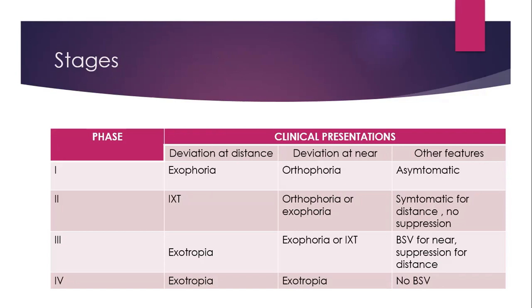Intermittent exotropia has around 4 phases. The first phase is only exophoria. It is asymptomatic. They have no problems. Stage 2 is intermittent exotropia, where on and off there is deviation. It is more prominent for distance, but for near, the child is well controlled. In the third stage, exotropia appears for distance and phoria for near, and the child may have a slight suppression of binocular single vision. Coming to stage 4, it is constant exotropia, both for near and distance, and the binocular single vision will be nil.